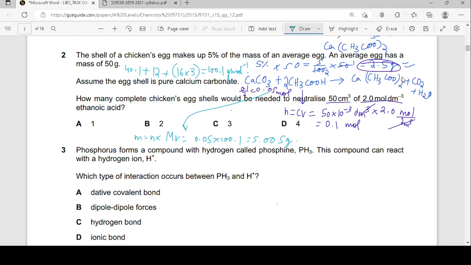Now, this is the mass I got for the eggshells from the equation. But then the average egg has a 2.5 gram mass, right? So if I divide 5.005 by 2.5, then I'll get how many eggs I got. So, the total mass of all the eggshells used and the mass of one eggshell would give me the number of eggshells I used, right? Or you could, again, as I told you, convert this average eggshell mass to moles, 0.05 divided by whatever answer you get. But I'm just going to use this method. So I get 2.002. I guess it's because I used 100.1, but basically 5 over 2.5 is 2. So this is, sorry, not grams. It should be a number, right? So it's basically 2 eggshells, right? So the answer is going to be B, okay?